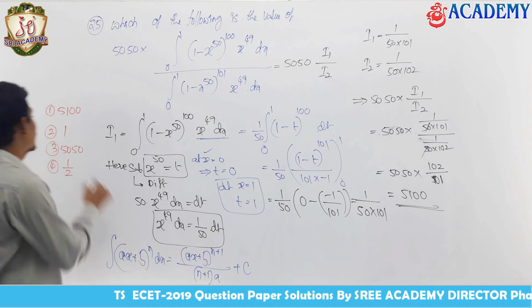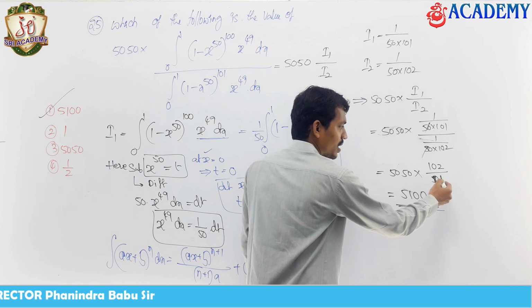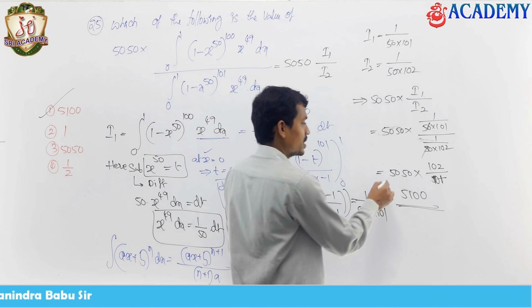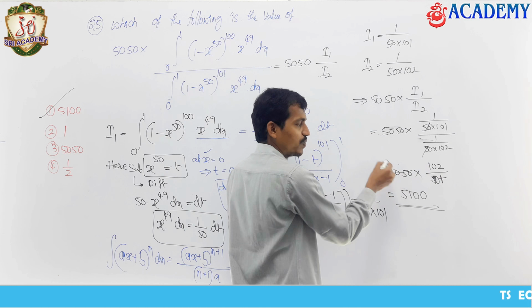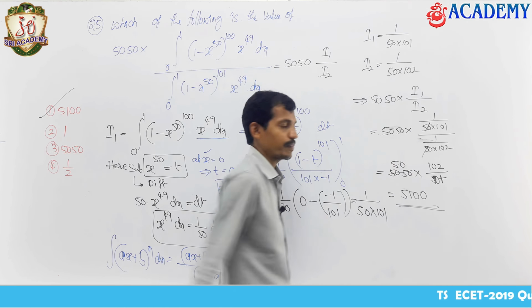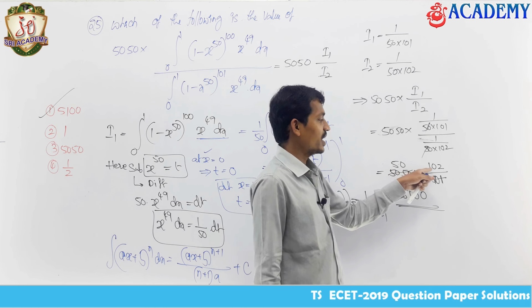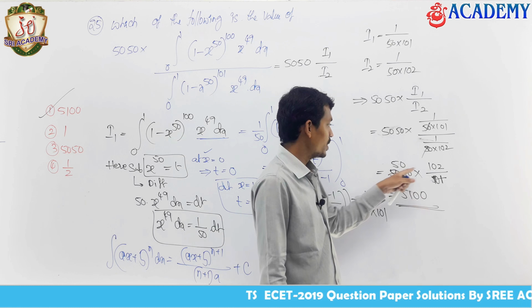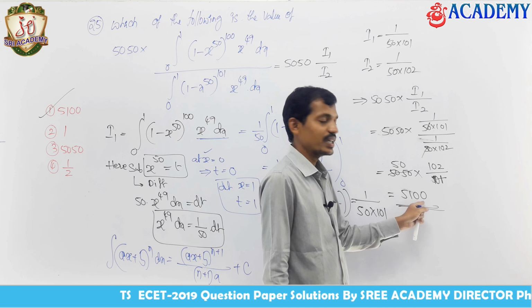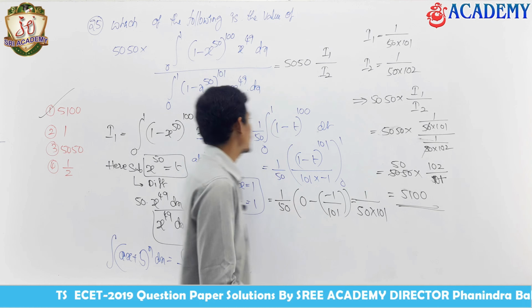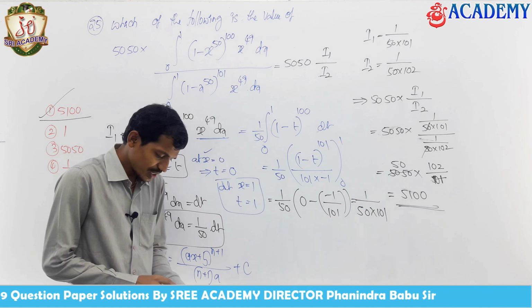The possibility to get 5100. How? Simply, nothing is there here. 101 into 5 is nothing but 505. That is nothing but 101 into 5. That is nothing but 50 into 102. 50 into 100 is 5000. 5000 plus 100, why? Because 50 into 2 is 100. 5000 plus 100 is nothing but 5100. The answer is going to be simply 5100. But it is a different problem.